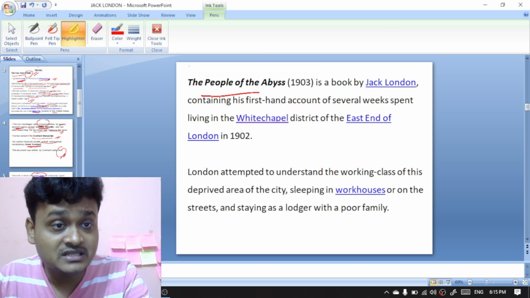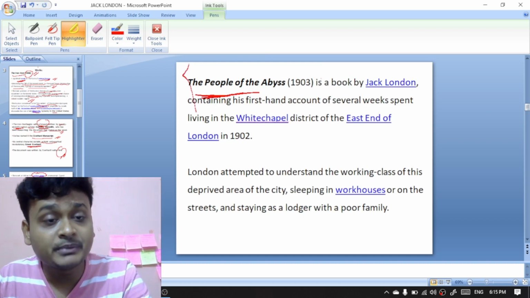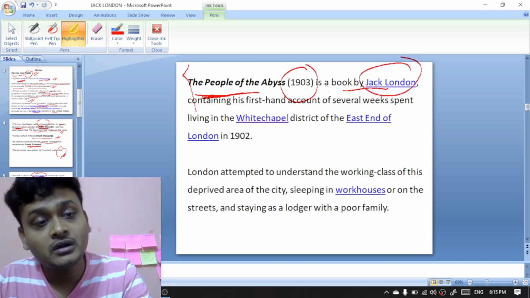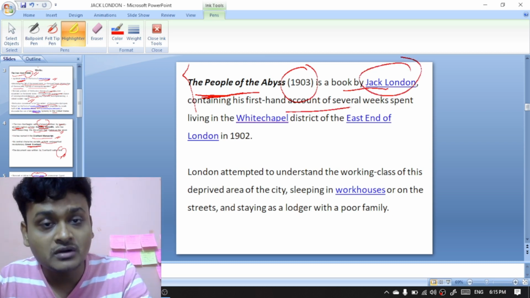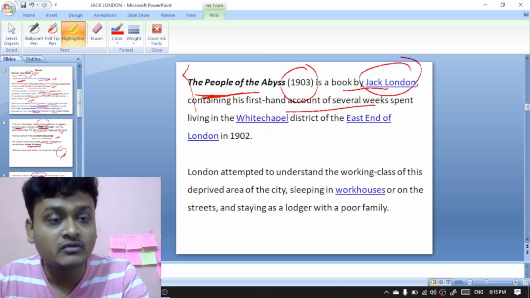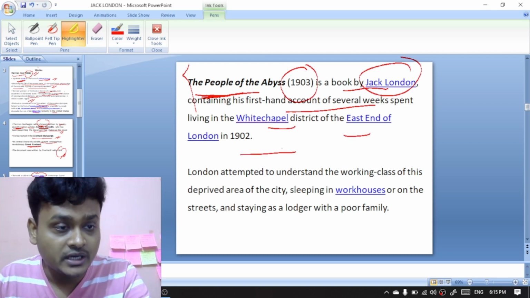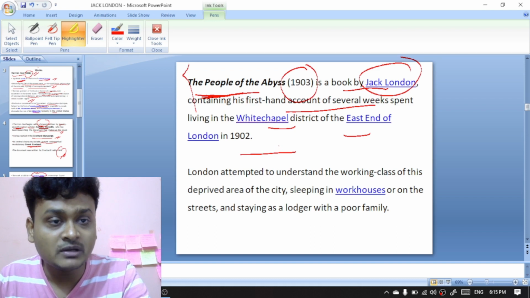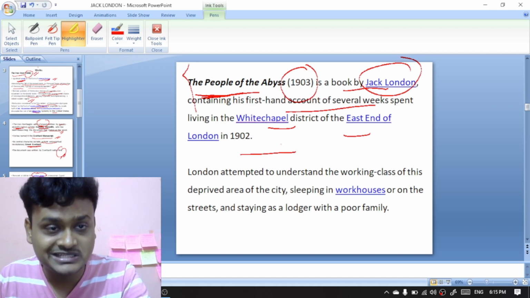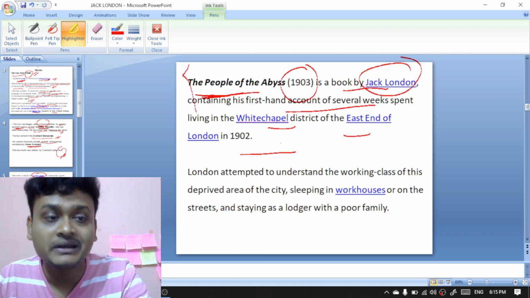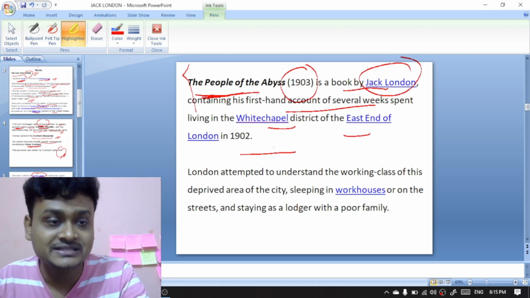Another famous work is The People of the Abyss. The People of the Abyss, published in 1903, is a book by Jack London, containing a first-hand account of several weeks spent living in Whitechapel, a district of the East End of London, in 1902.